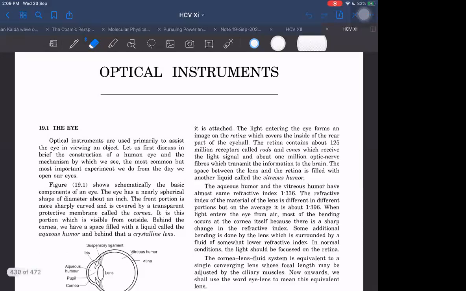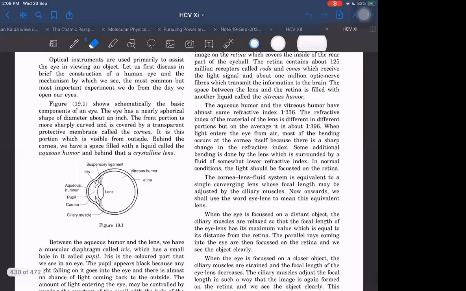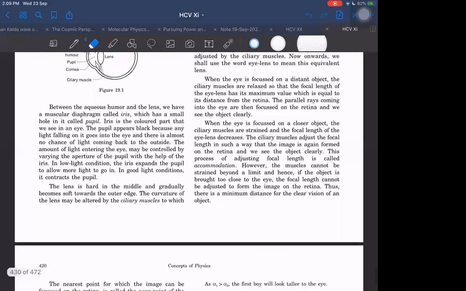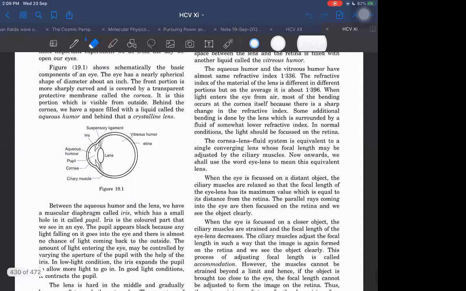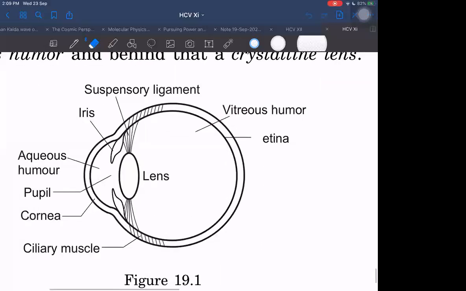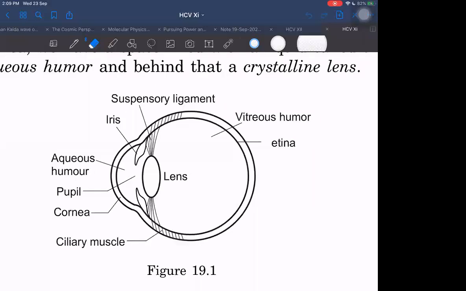Optical instruments. The eye. The eye is also a wonderful optical instrument, we can say. Let us see the structure of the eye once. It is such an amazing lens. See, the lens which is biological is so amazing.